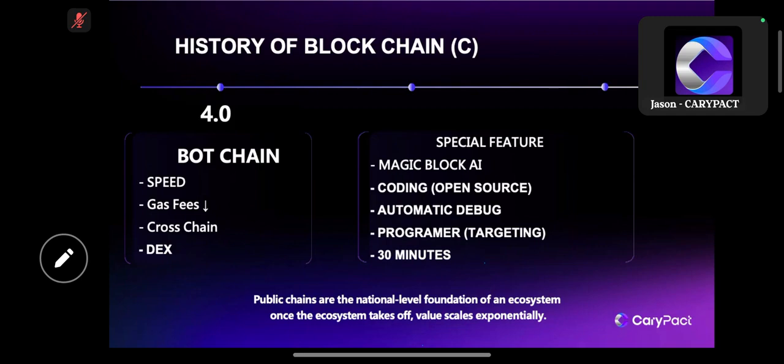Because we want the programmers or developers to use our public chain so that we can have more user base who will be holding the BOT coin in order to pay for the gas fees. At the same time, the ecology will be going up, and also the price of the coin will be going up. So now we have two major selling points to the programmers and the developers who want to use our blockchain as their ecological project.